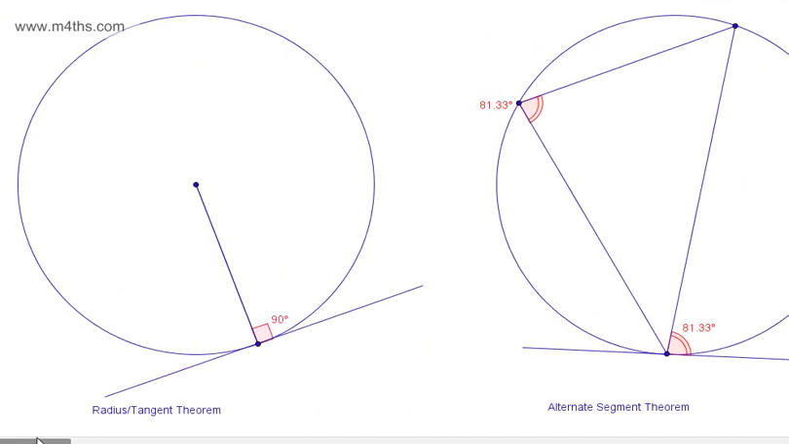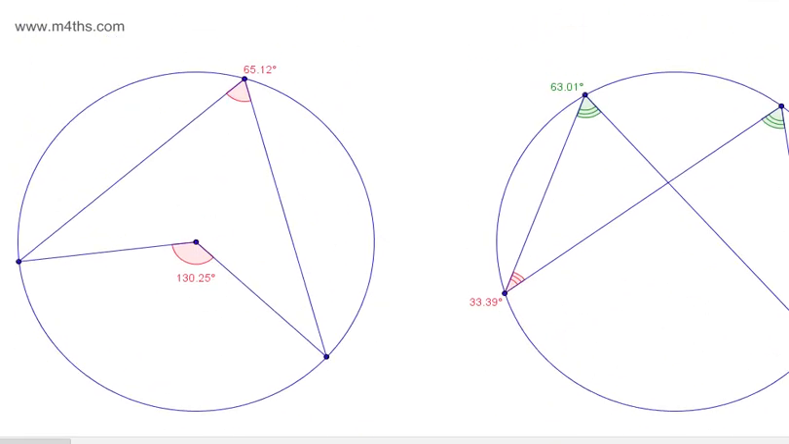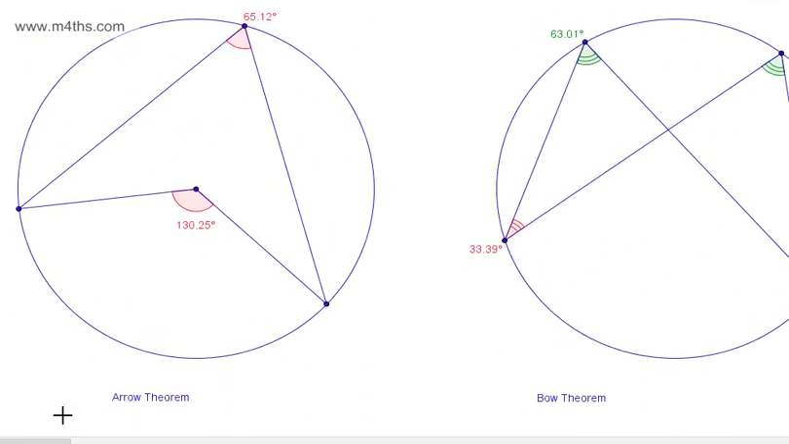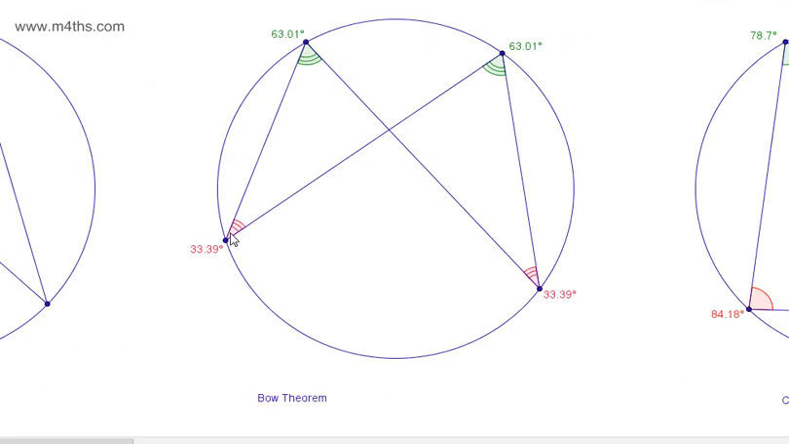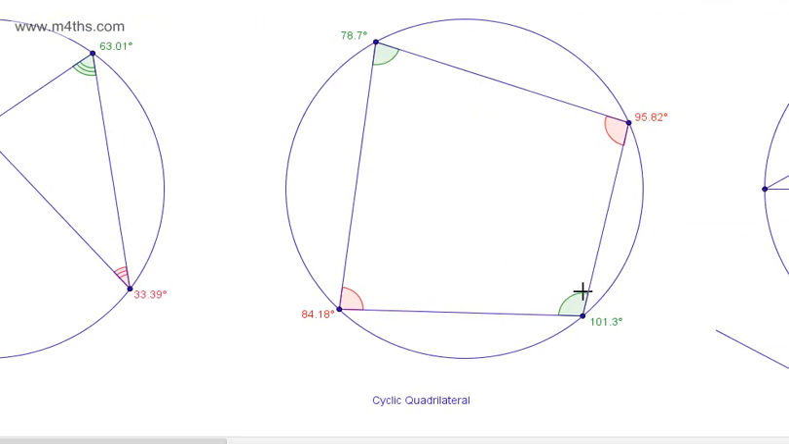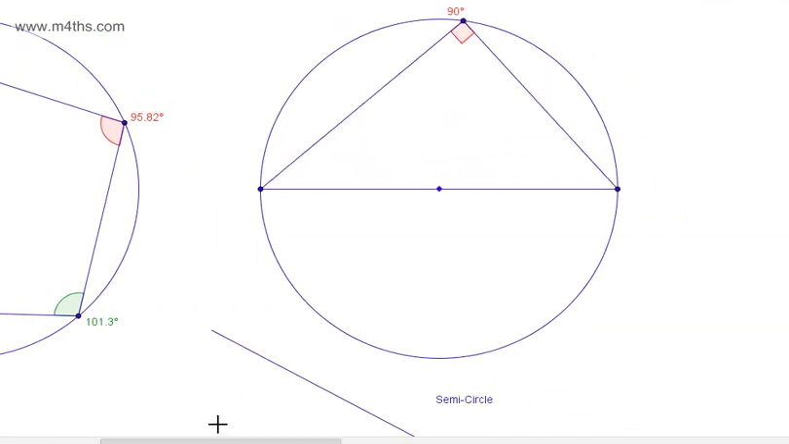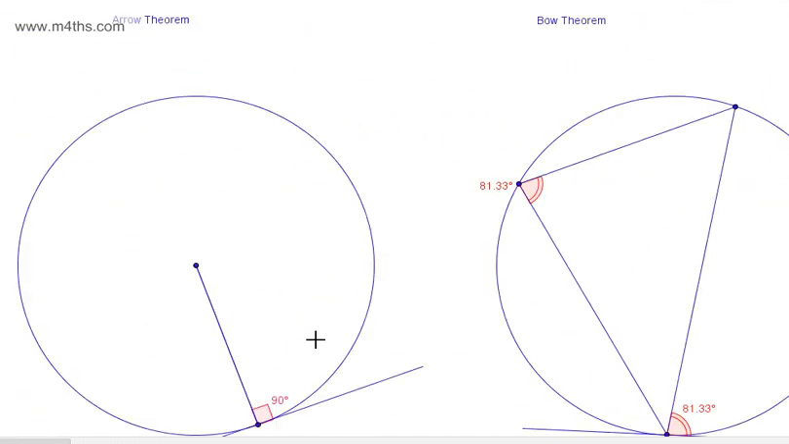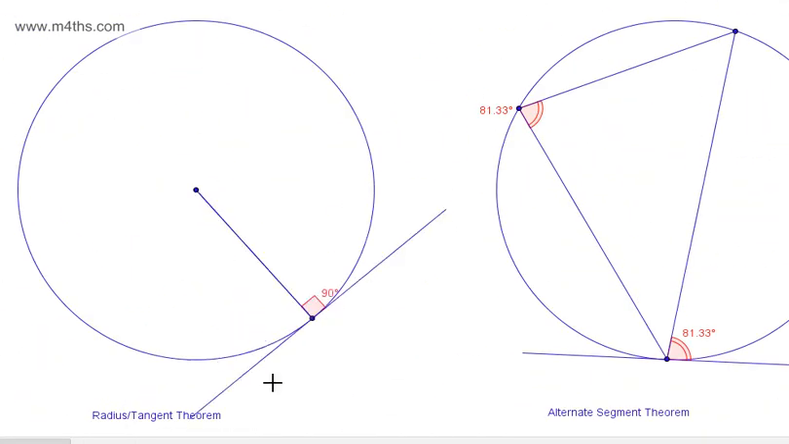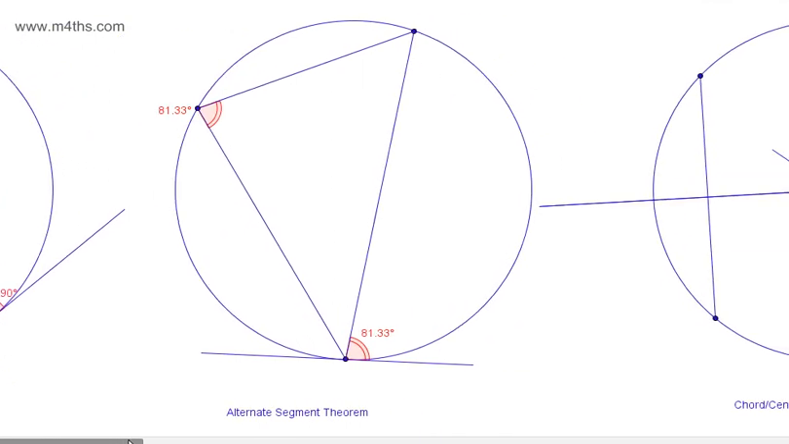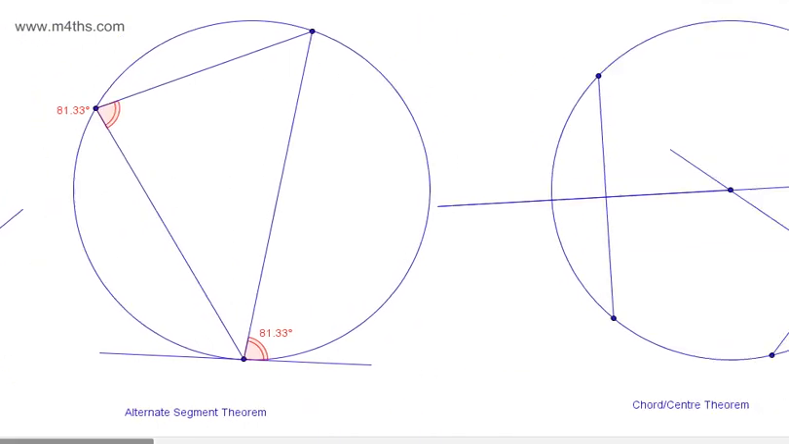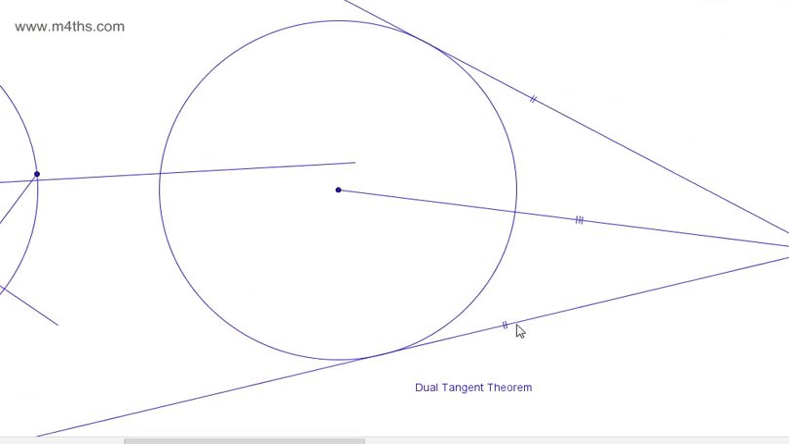The other ones are the more important ones that we're going to focus on. So arrow theorem: angles at the centre are double that at the circumference. Bow theorem: the two angles here are the same, the two angles here are the same. The quadrilateral: opposite angles equal 180 degrees. Angles in a semicircle: we have a 90 degree right angle. If we look now down, we have the radius tangent, 90 degrees. The alternate segment, which is going to give us two angles that are the same, and then the dual tangent, which means these two lines are the same, as we can see given by the notation.